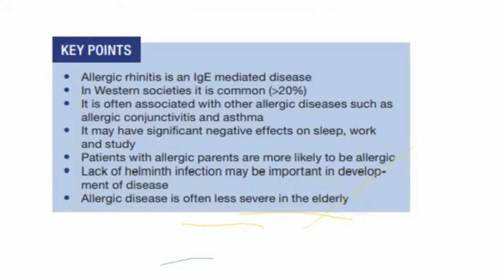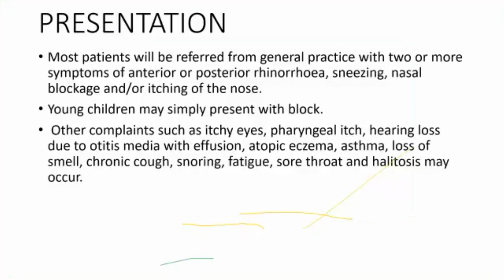So it is often less severe in the elderly. As you know, skin prick test, it gets decreased and decreased in the elderly patients. So based on all these things, we have got a basic gross idea about this allergic rhinitis. This will be referred from general practice with two or more symptoms of anterior or posterior rhinorrhea, sneezing, nasal blockage, and itching of the nose.